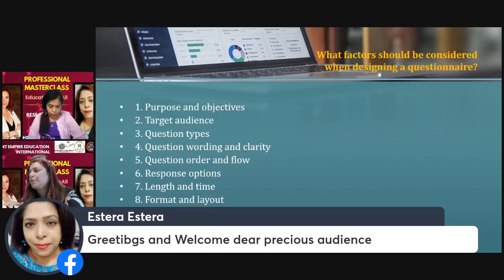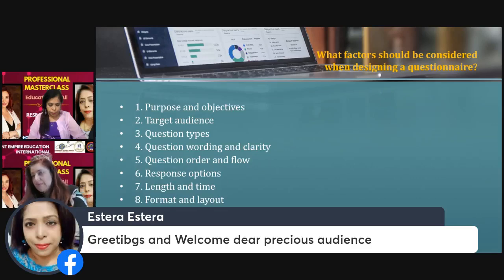The length of time: keep the questionnaire as short as possible to avoid tiredness. Try to estimate the time it takes to complete and communicate it clearly. Ensure a clean, readable layout, and use clear instructions. Design for the medium: online, paper, mobile. And pilot testing. This means test the questionnaire on a small group similar to your target audience. Try to identify confusing questions, technical issues, or timing problems, and revise based on feedback.